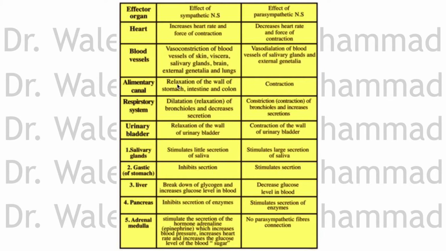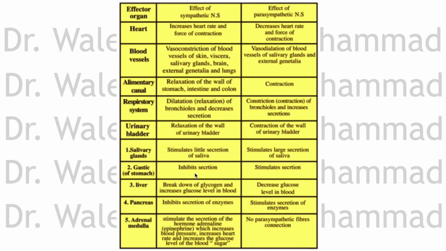بيأثر على الalimentary tract: relaxation of the wall of the stomach، يعني ما بيشجعش عملية الهضم السمباثيك، لكن الباراسمباثيك هو اللي بيقوم بعملية الهضم. على الريسبيراتوري سيستم dilation of bronchioles، ده اللي بيوسع الشعب الهوائية عندنا. الباراسمباثيك constriction of the bronchioles وبيزود السكريشن. urinary bladder السمباثيك بيخليها relaxes، parasympathetic contraction. salivary glands stimulates little secretion، لكن ده large secretion الباراسمباثيك.